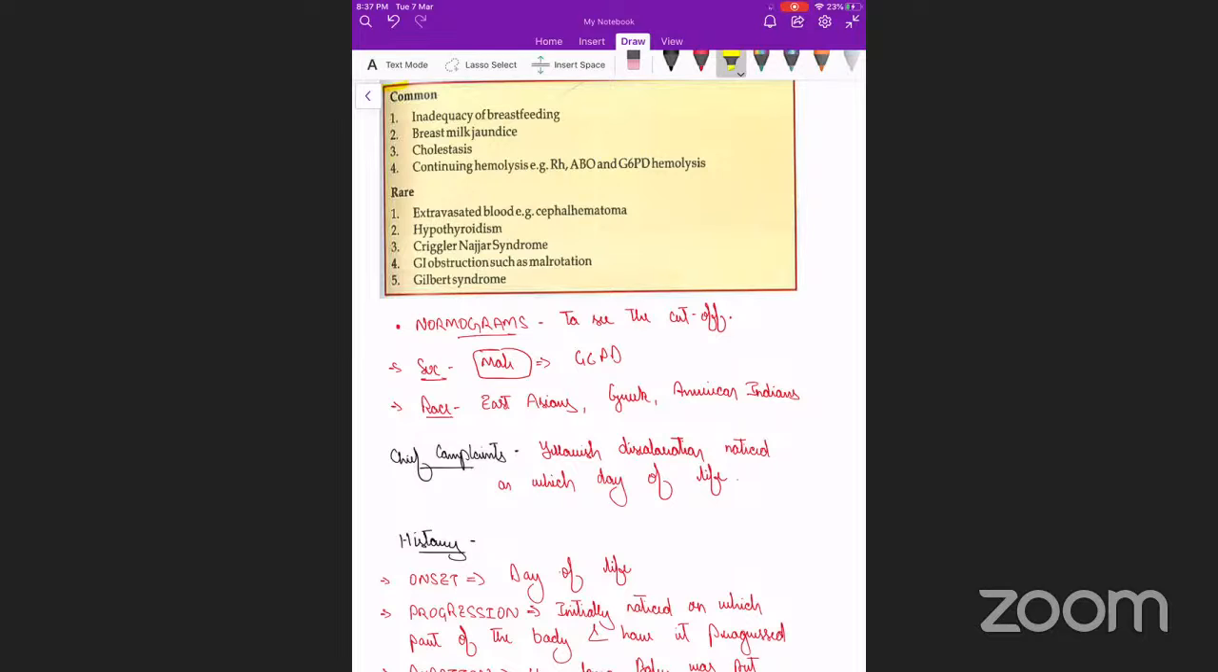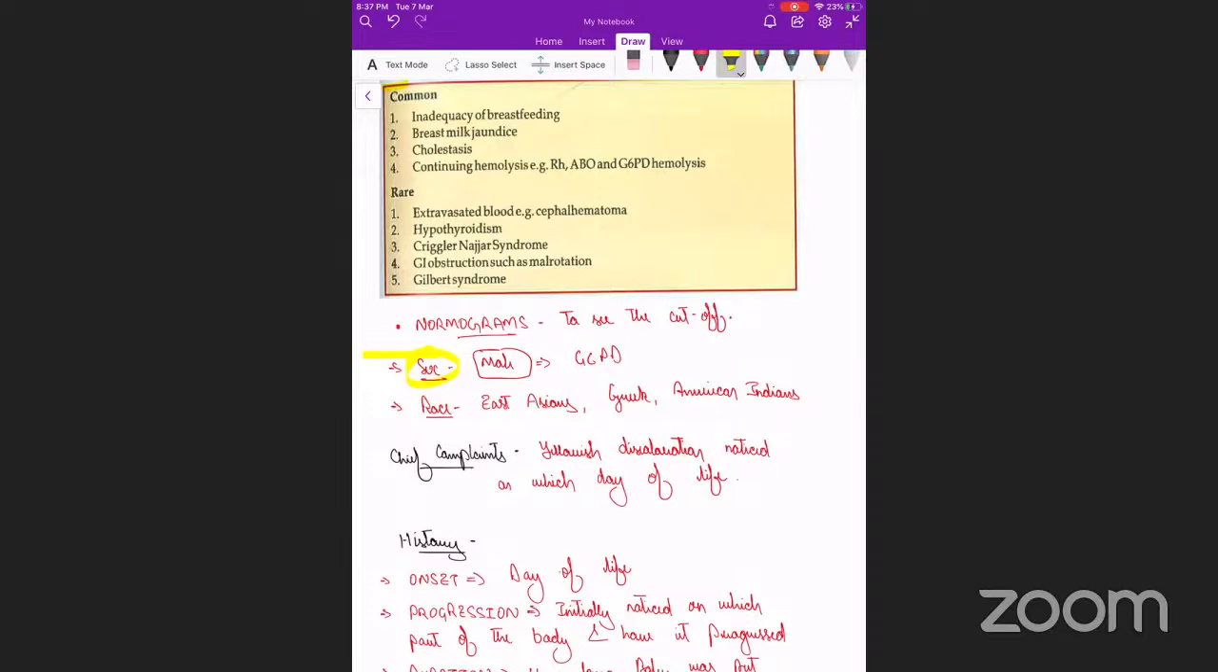This I've already explained in the neonatology class, so you can go back and see those charts which are given by NICE guidelines. We plot it over there and see whether the baby needs phototherapy or not. Okay, and then the sex of the baby is important, because a male child is more prone to G6PD deficiency. If they have it, they can present with neonatal jaundice.